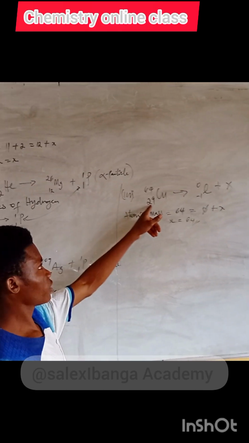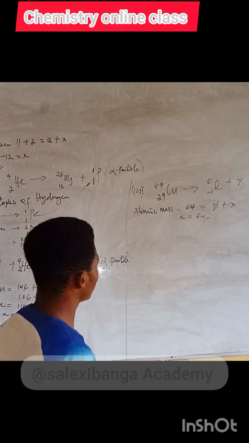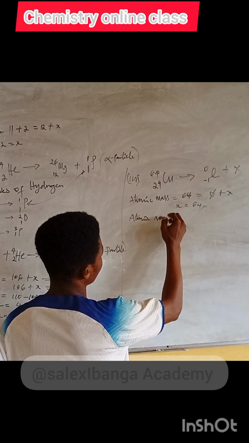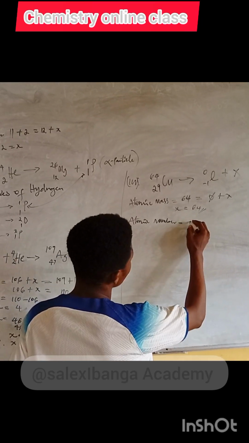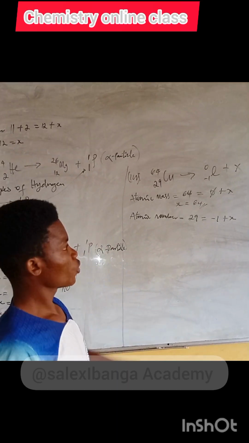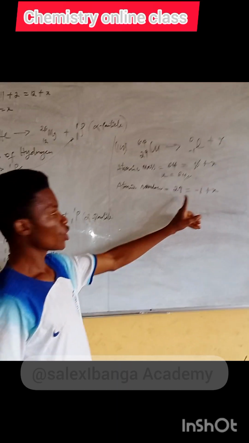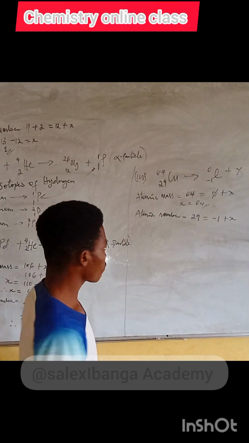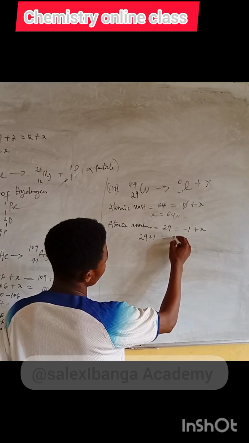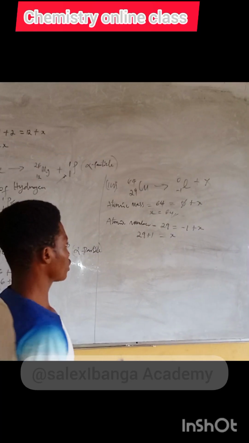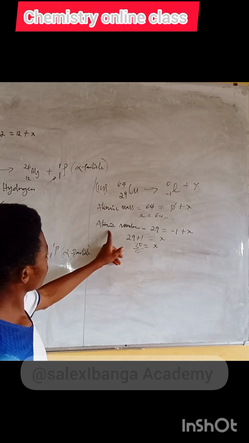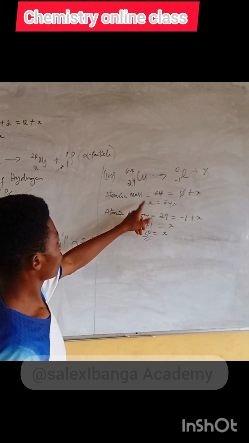Now let's look at the atomic number. At atomic number, I'm having 29 equals minus 1 plus X. I'll quickly transfer this to here, and I have my X. Now I'm having 29 plus 1, because when a negative 1 crosses over it becomes positive. So 29 plus 1 is 30. That means at the atomic number level, X is 30, and atomic mass, X is 64.